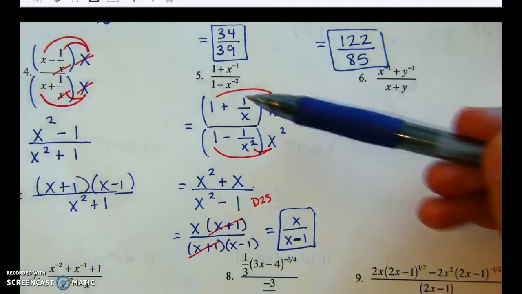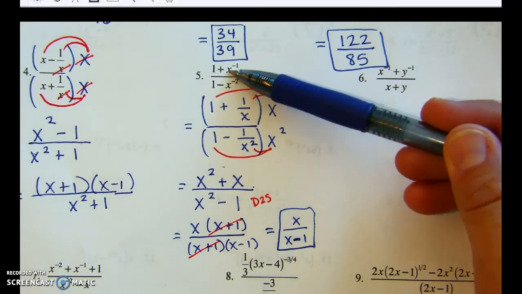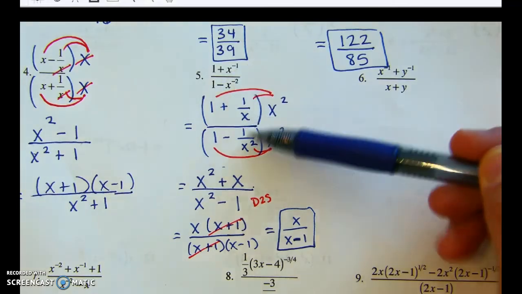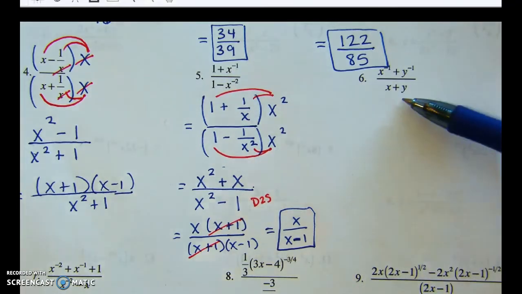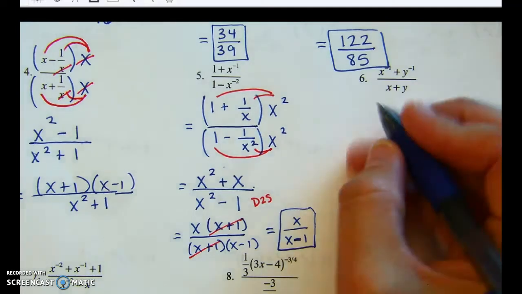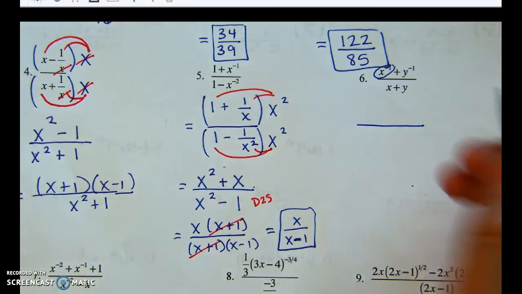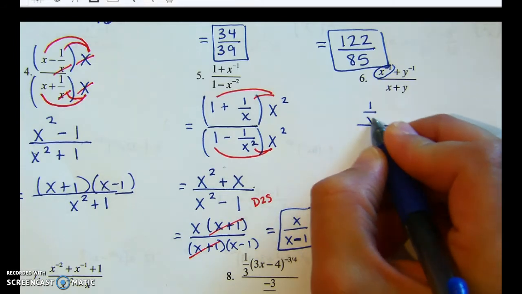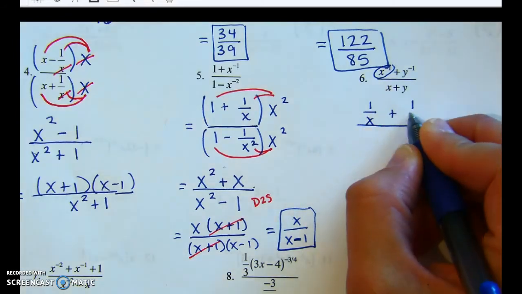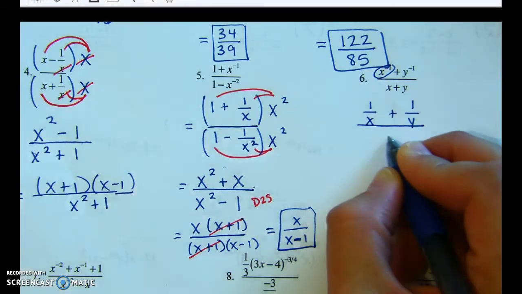So what did we do in step 1? Do you see how we took that x minus 1 and x negative 2, we wrote it like this? So we need to do that here. Ready? Get set. Here we go. Does this say x to the negative 1? So we have 1 over x plus 1 over y.